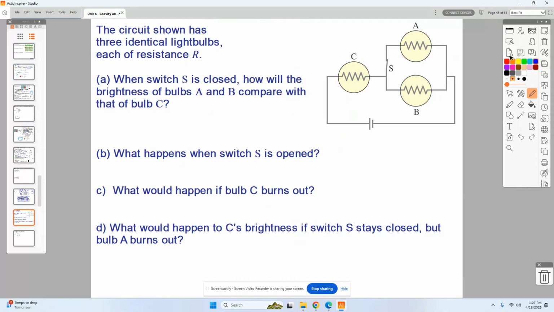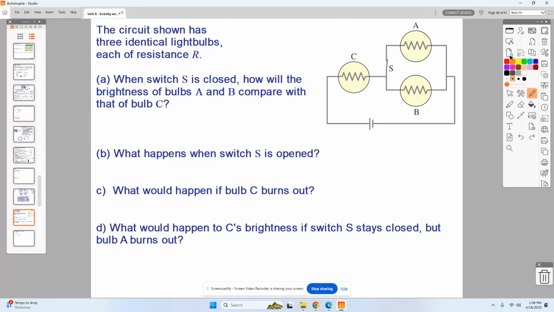So some concept-based questions, just to see if you can figure this out before we start showing you how to analyze a circuit like so. When switch S is closed, so right now S is in the closed position, how would the brightnesses of A and B compare to the brightness of C? Take a moment, talk that over with people at your table, see if you can reason through how their brightnesses would compare. A and B compared with C.